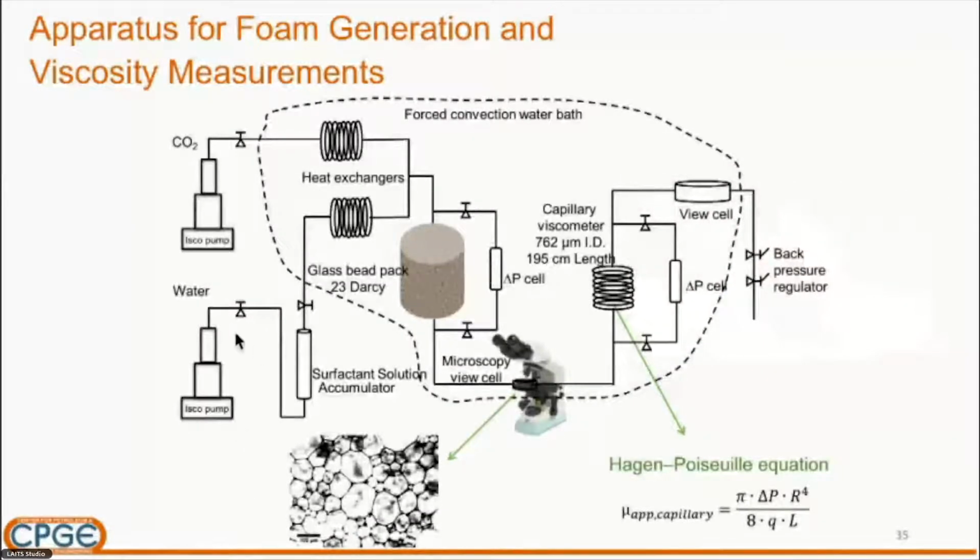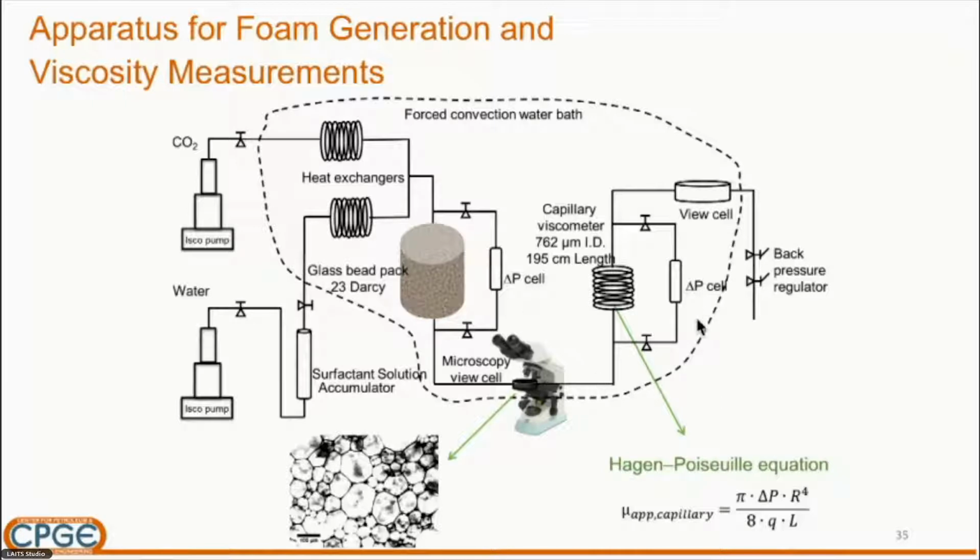So just before I move on to characterizing these foams, here's the apparatus we use for both foam generation and the measurements. Essentially, we introduce the fluids, CO2 and water, through the glass bead pack. Here it says 23 Darcy, but of course this is something that is easily changed. After the foam is produced, we look at it in the microscopy cell to check the texture. After that, we measure the rheology of the foam.